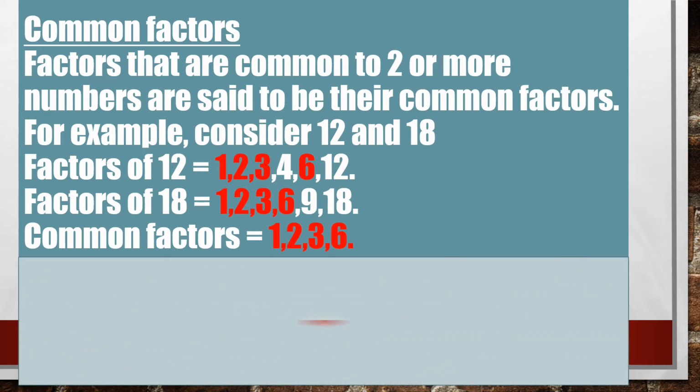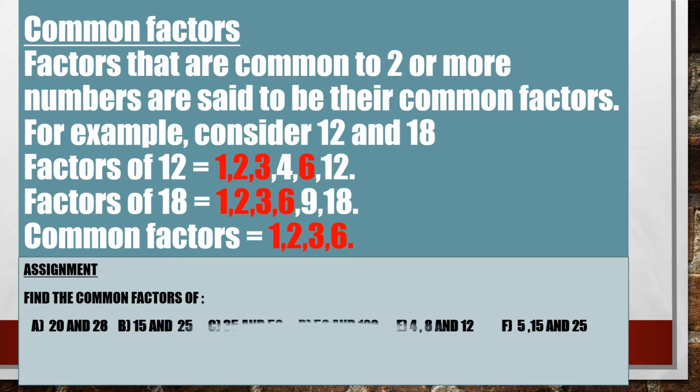Let us practice with some questions. You can take your rough book and start doing it now. The first question, you have to find the common factors of 20 and 28. Question B, 15 and 25. Question C, 35 and 50. Question D, 56 and 120. Question E, 4, 8 and 12. And the last question F, 5, 15 and 25.